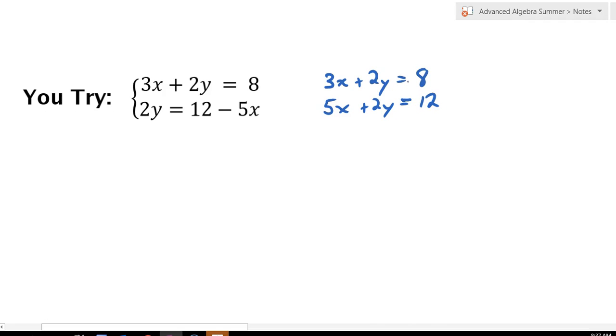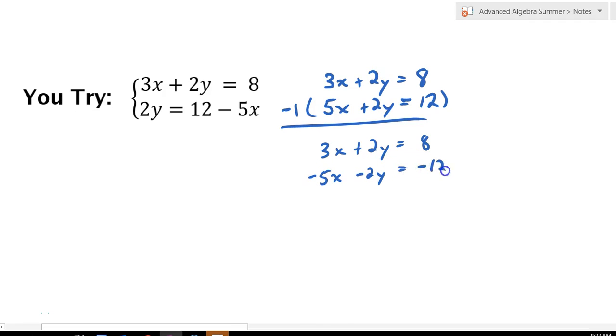Now with this one, our x's are different, our y's are different. But I notice the y's are the same number. So what I could do is just multiply that bottom equation by negative 1. So that'll give me, leave my top the same at 3x plus 2y equals 8. And if I do negative 1, it just changes the sign. So I'll have negative 5x minus 2y equals negative 12. Then I can add and get some cancellation. So here, this gives me negative 2x.